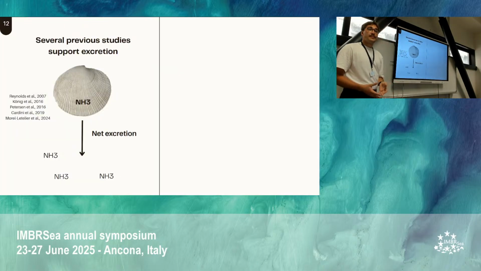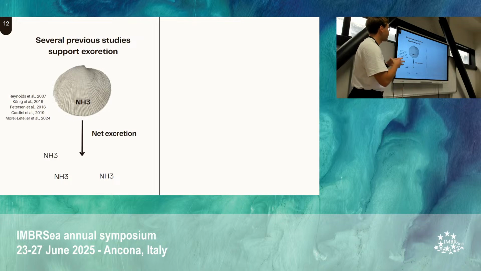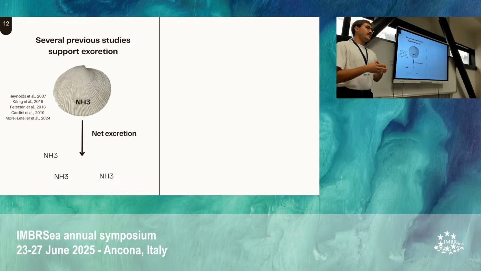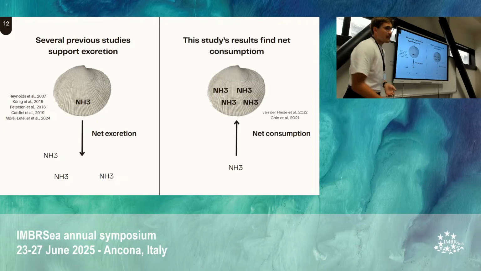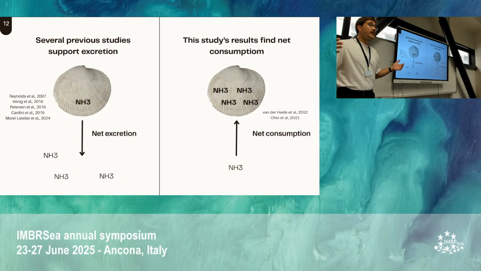What does all of this mean? Well, a lot of previous studies find support for excretion of ammonia. So they see that if you look at the genome, if you look at transcriptomics, even if you look in the field or in the lab, you can see that they should be and they are excreting more ammonia than they're taking up. However, this study finds the complete opposite. We see that we're removing a whole bunch of ammonia from the system and that it's being assimilated into the clam and into the symbionts.